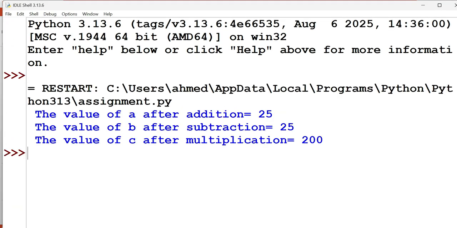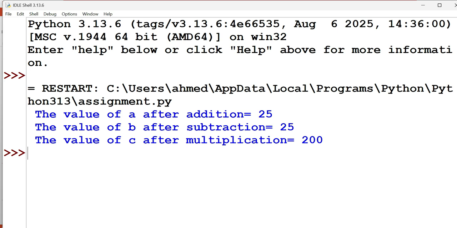you can see the value of a after addition is 25. The value we have taken as 20, but after addition, it has become 25. The value of b after subtraction is 25. We have taken initial value of b as 30, but after subtraction, it has become 25. The value of c we have taken as 40, but after multiplication, it has become 200.